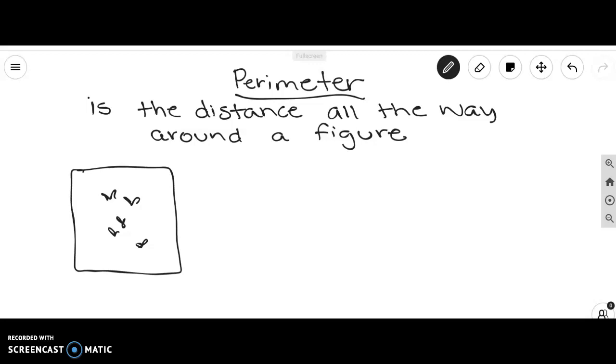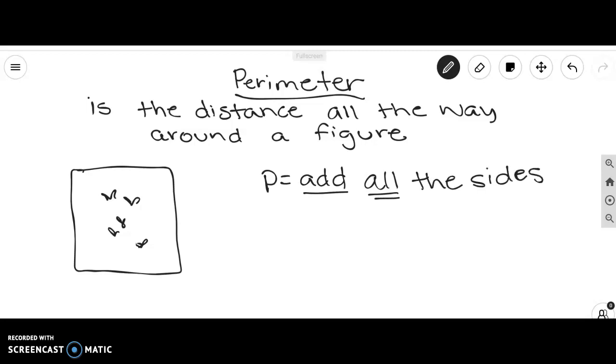So we solve perimeter by adding all of our sides together. And we add all the sides. All is key here. And here is an example.